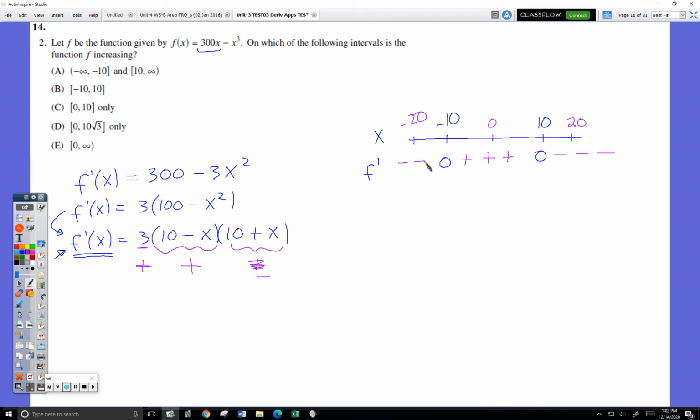So now we know the correct answer is from x equals negative 10 to x equals positive 10. Is that right? Okay. Questions before we stop the video?